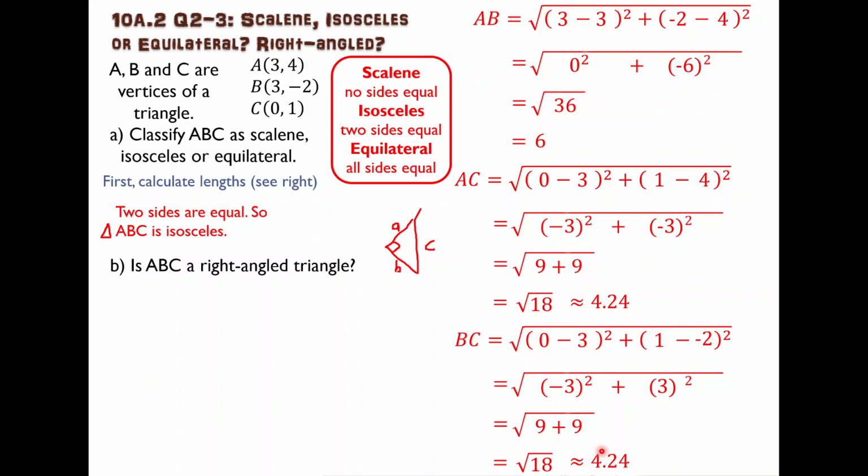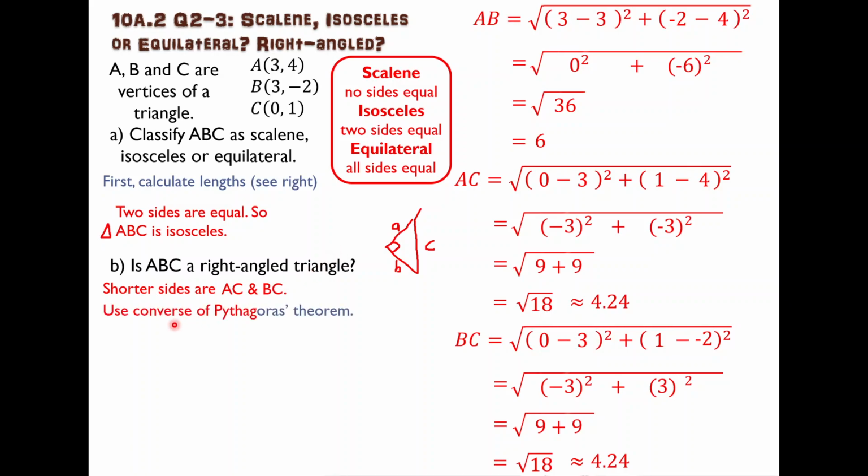So hopefully, if this squared plus this squared is the same as C squared, then it is a right-angled triangle. Otherwise, it's not. Let's see how that plays out. The shorter sides are AC and BC. The longest side is AB.